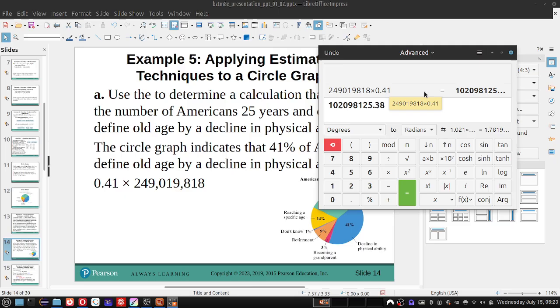There's the calculation. Sorry, when I have to display the whole screen, because of the software I use to switch between screens, you'll get that Doctor Who-like effect on it. And so if I multiply 249,019,818 by 0.41, which is how we'll talk about a percent, we get 102,098,125.38. But an estimate might be a better way of dealing with this. So let's look at how we might be able to estimate it.